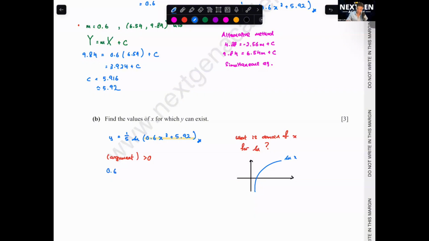So 0.6x cubed plus 5.92 more than 0. You solve this one, one step at a time. 0.6x cubed more than negative 5.92. Then 5.92 divided by 0.6.